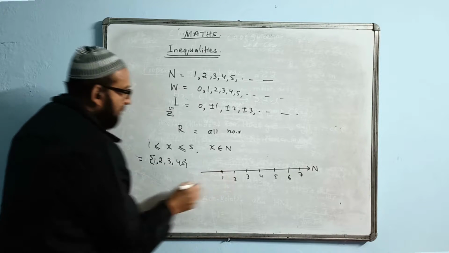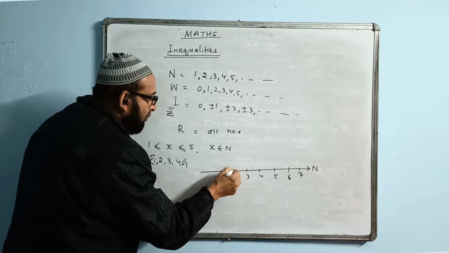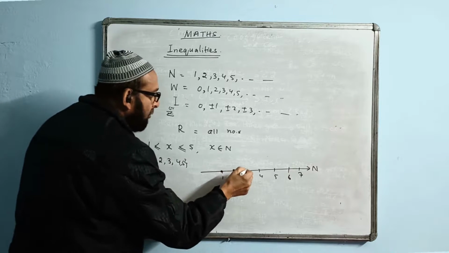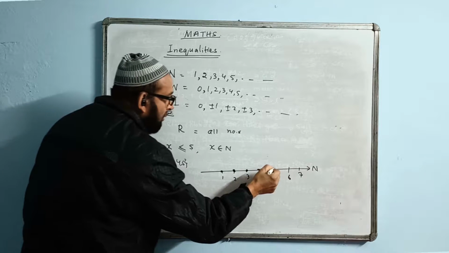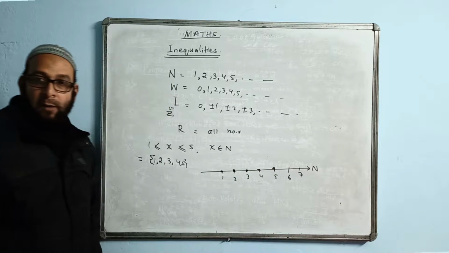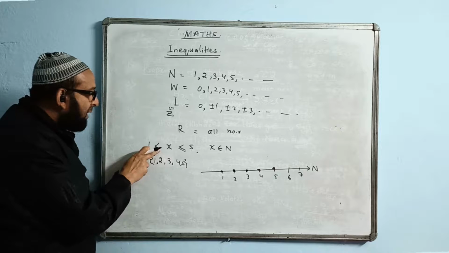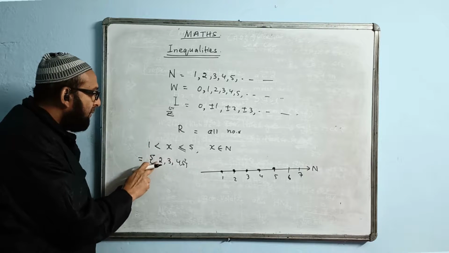We'll put a dot on 1. 2 is the answer, we'll put a dot on 2. 3 is the answer, we'll put a dot on 3. 4 is the answer, we'll put a dot on 4. 5 is the answer, we'll put a dot on this. Finished. If there is no equal sign here, then 1 we will not include.